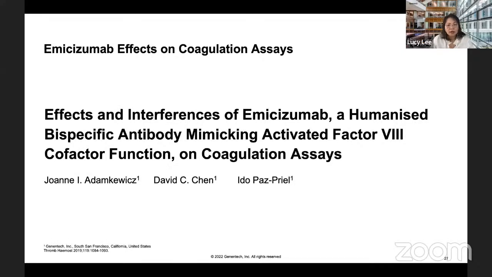We were asked to talk about this paper specifically that came out in 2019 in Thrombosis and Haemostasis around the effects and interference of emicizumab across a broad range of coagulation assays. All of the authors here, including the primary author, Joanne Adamkiewicz, I practice saying that name, are Genentech authors. And this article, as well as its supplementary material, are available for open access.